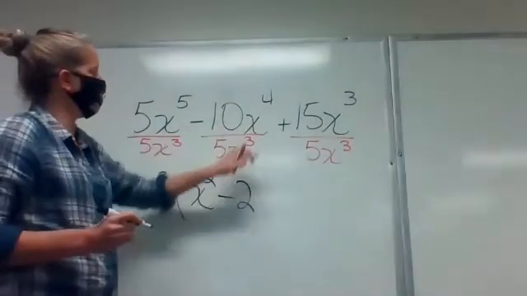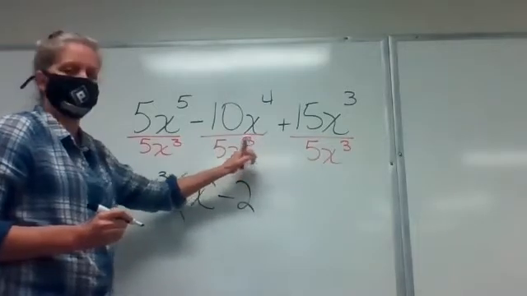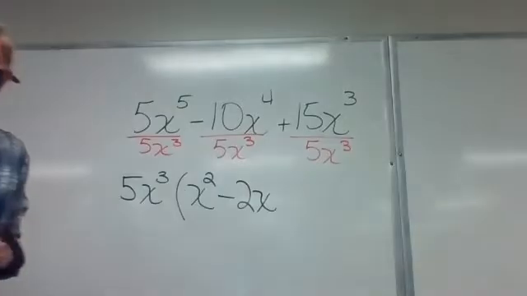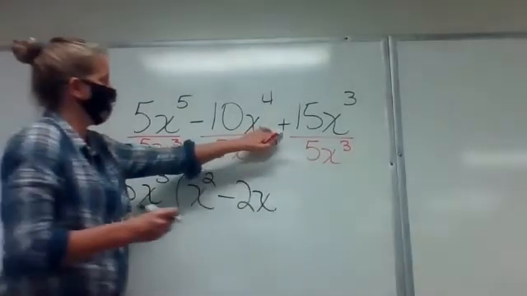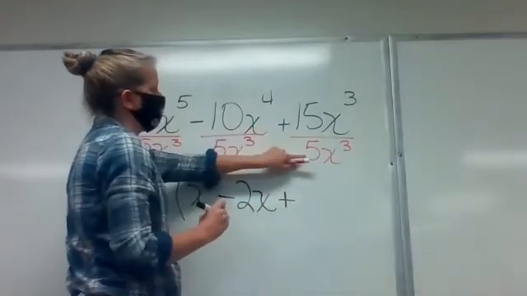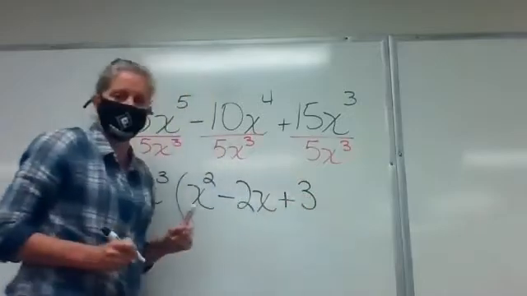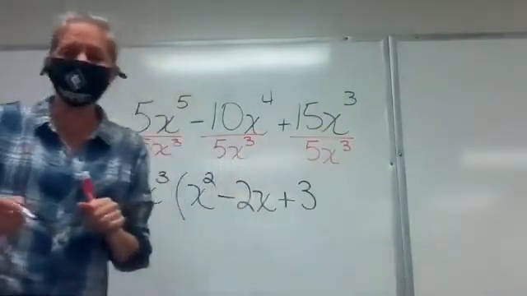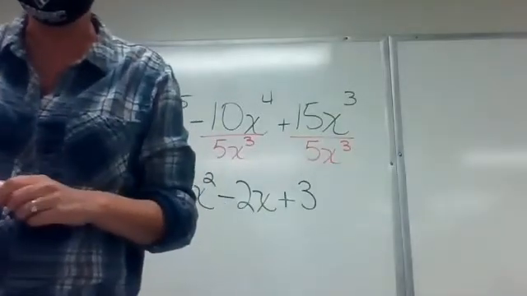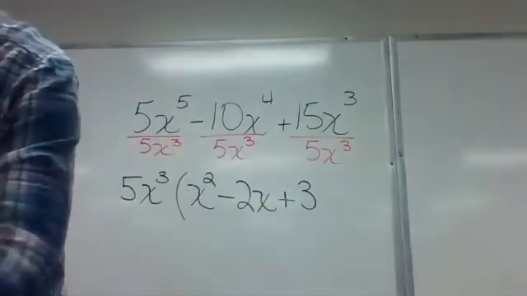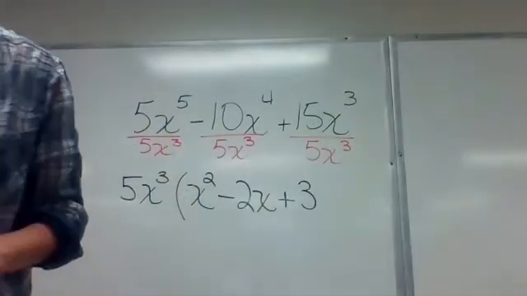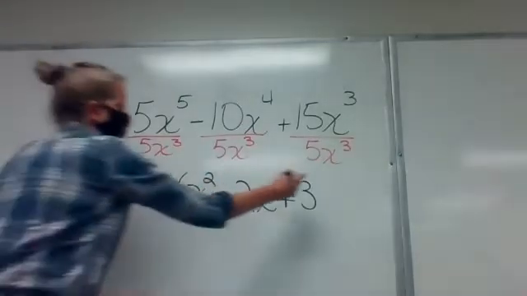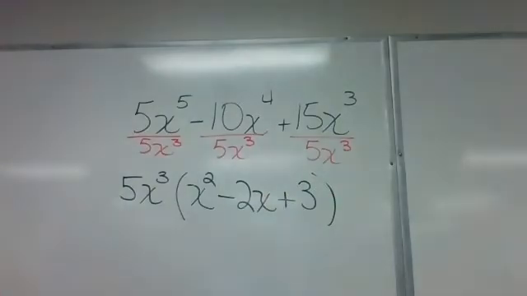Here I've got x to the 4th divided by x to the 3rd. If I subtract those exponents, I'll still have an x. And the last one, plus 15 divided by 5 gives me 3. And x to the 3rd over x to the 3rd, those will cancel, right? If I subtract those exponents, I don't have any exponent left. Oh, close your parentheses, sorry.